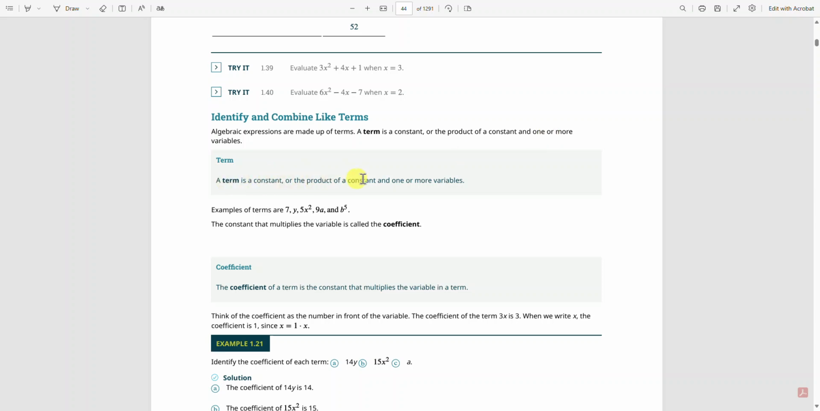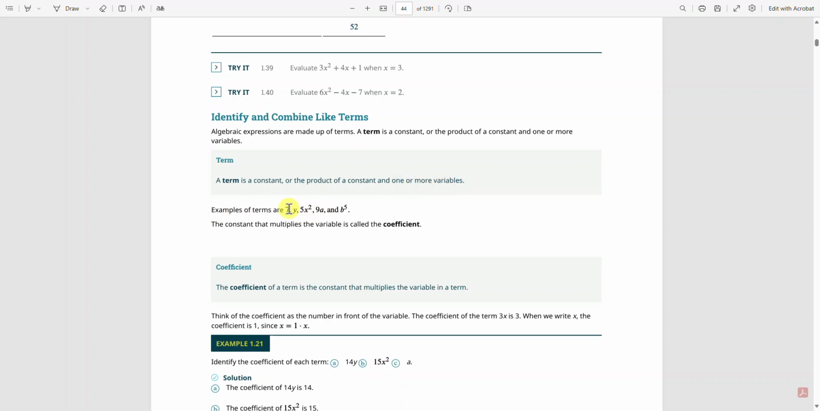And we've got that definition written here. That's kind of difficult to listen to and think about. A term is a constant or the product of a constant multiplied by one or more variables. So in both cases, a term is a product. It's either a constant or the product of a constant and one or more variables, all right?